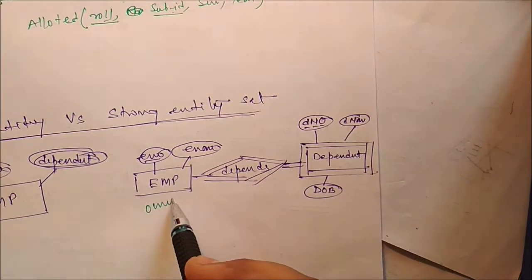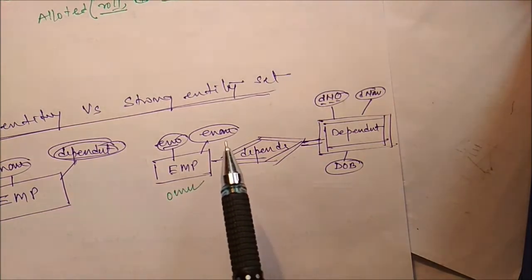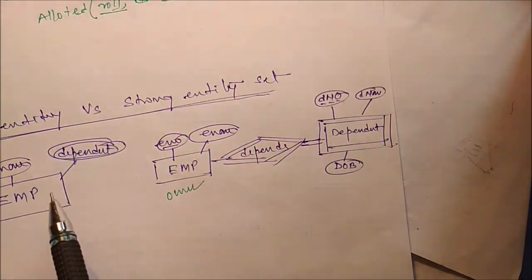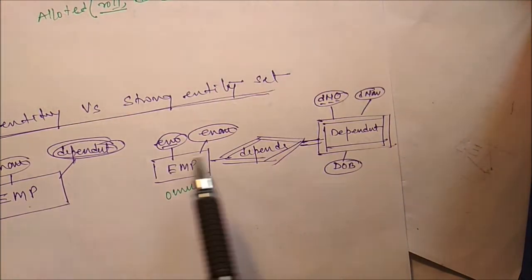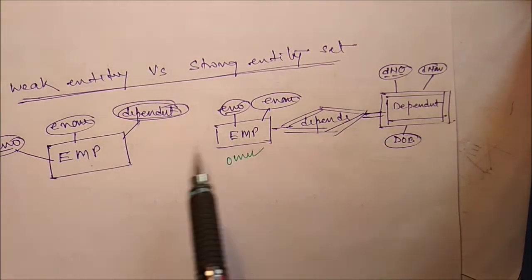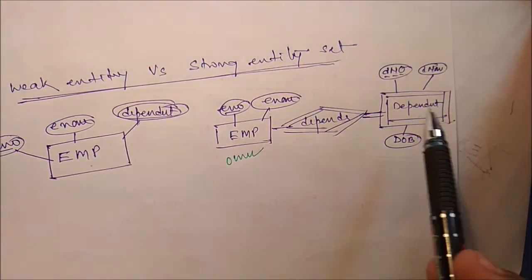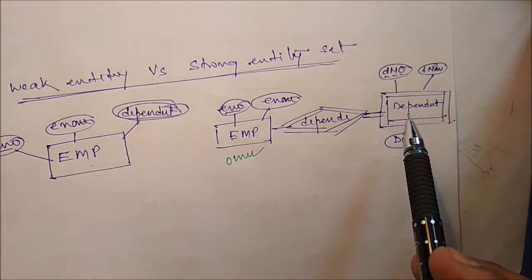owner entity set. So we have to define whether that particular entity is a strong entity set or a weak entity set. We have to take the decision, and we can take it based on the meaning or based on the situation. Are you getting this one?